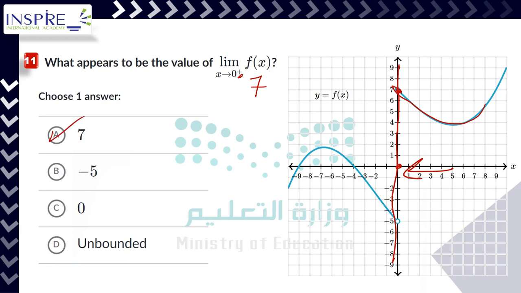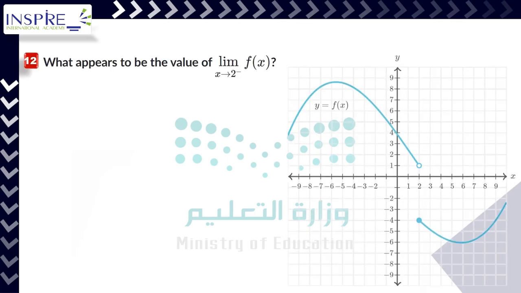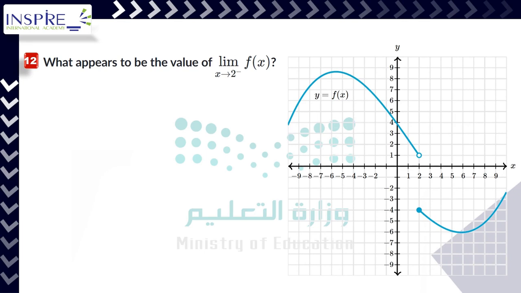Next. What appears to be the value of the limit of f of x as x approaches 2 from the negative side? It means from the left side. Okay, we will do the same steps. Get to the number 2, draw your line, and trace it only from the negative side. This one. The value will be 1.